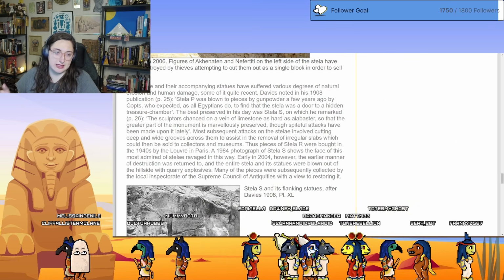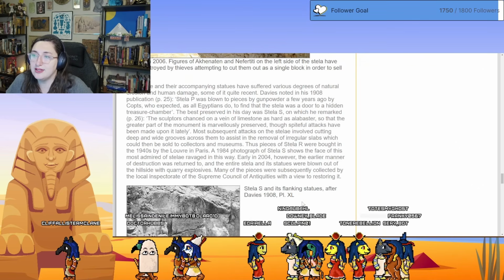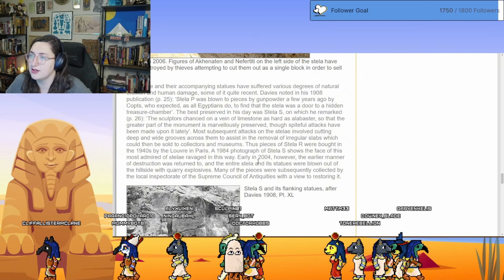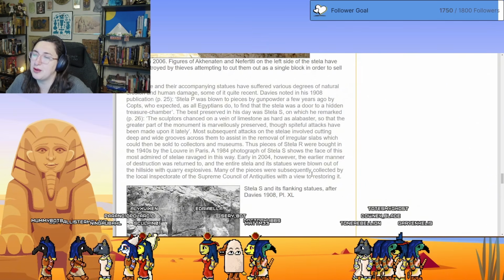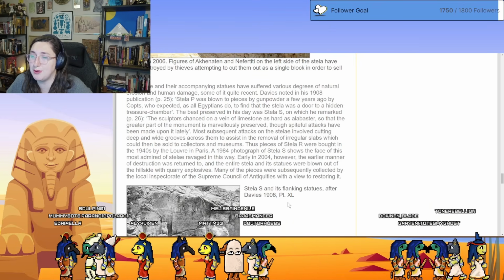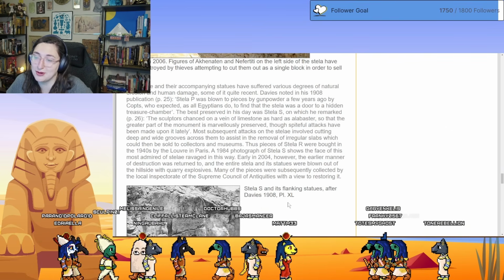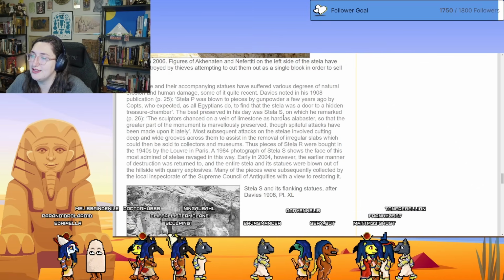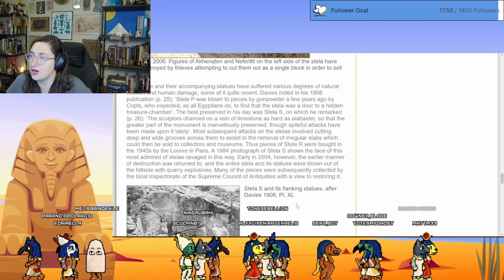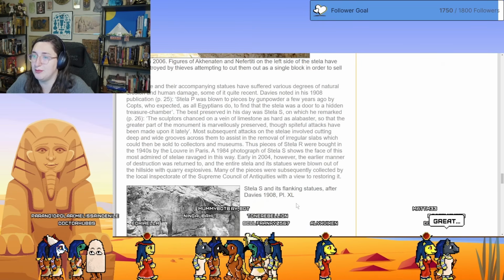We're going to go back to reading the text, and I'll finish what this says, and then we'll scroll back up. So the stela and their accompanying statues have suffered various degrees of natural erosion and human damage, some of it quite recent. Davis noted in his 1908 publication, Stela P was blown to pieces by gunpowder a few years ago by Copts, who expected, as all Egyptians do, to find that the stela was a door to a hidden treasure chamber. The best preserved in his day was Stela S, which he remarked as, sculptors chanced on a vein of limestone as hard as alabaster, so that the greater part of the monument is marvelously preserved, though spiteful attacks have been made upon it lately.